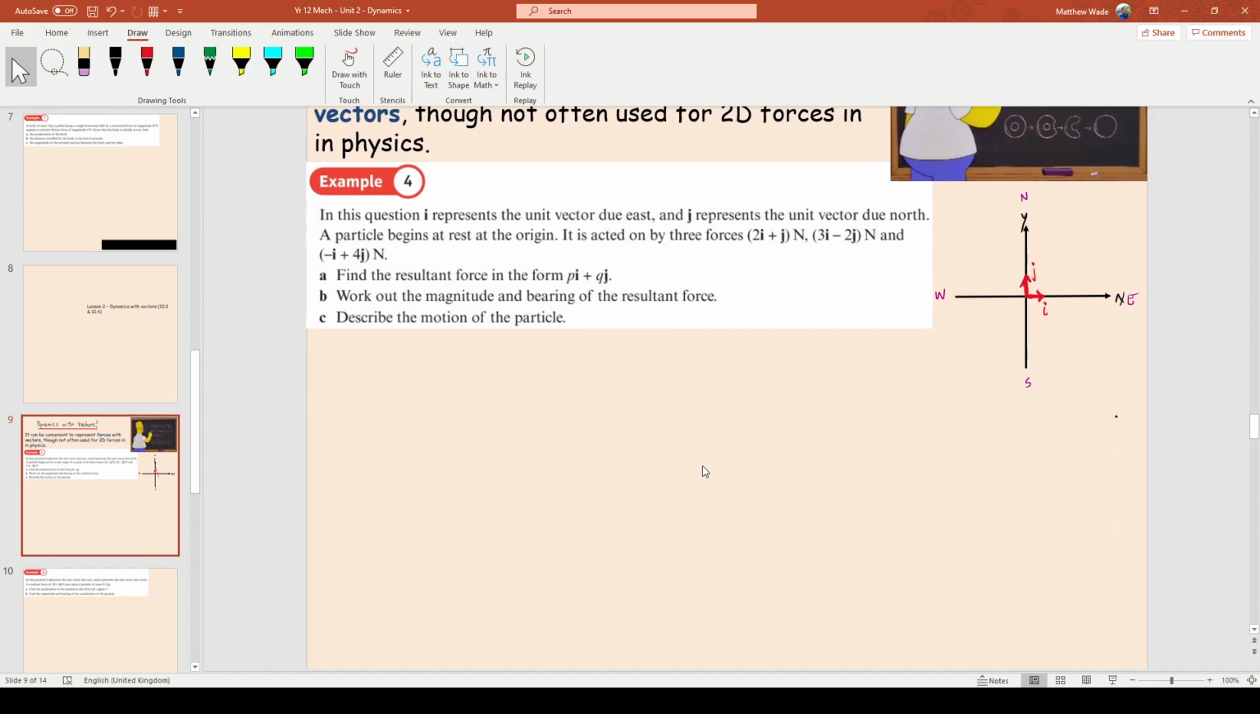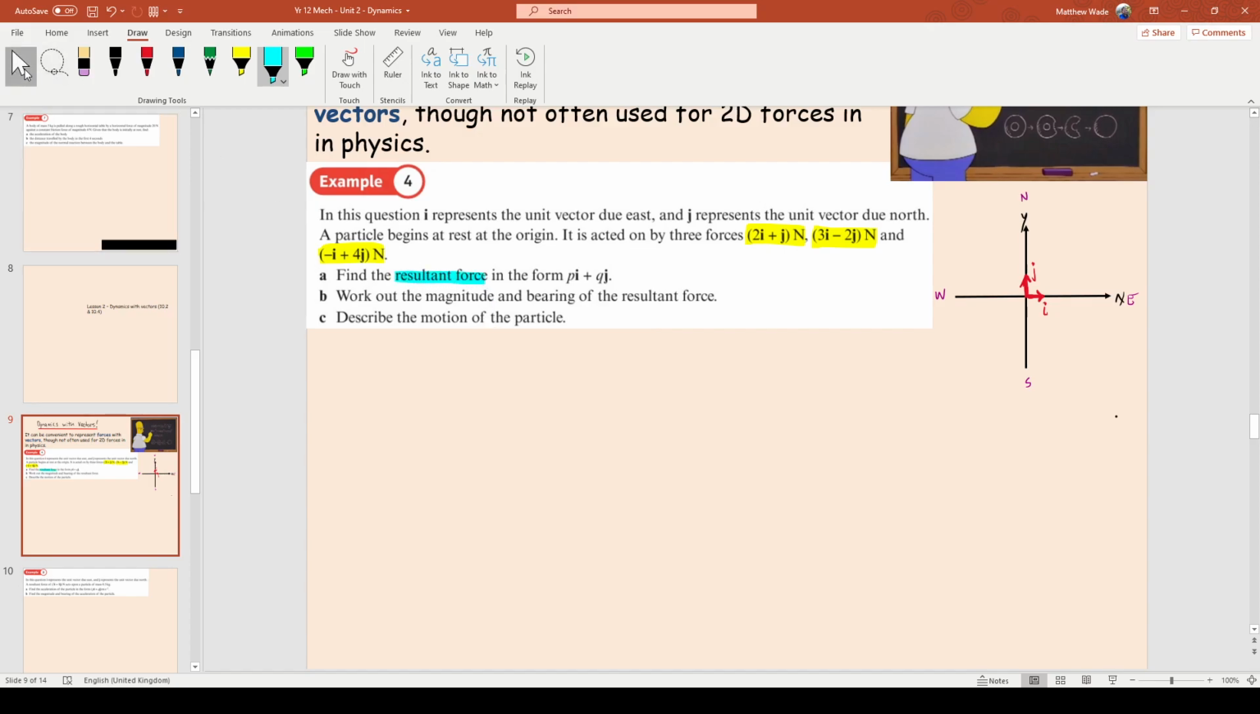First question. It says, in this question, i represents the unit vector due east. j represents the unit vector due north. A particle begins at rest from the origin. It is acted upon by 3 forces: a force of 2i plus j newtons, a force of 3i take 2j newtons, and a force of minus i plus 4j newtons. Cool. And it says find the resultant force in the form pi plus qj. And that's it. So we're after the resultant force.